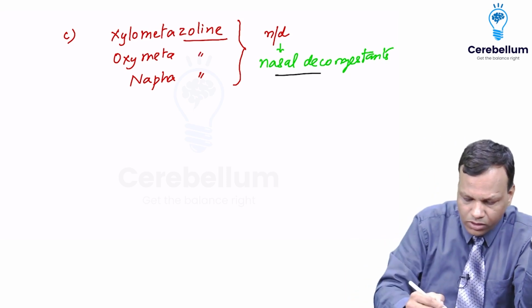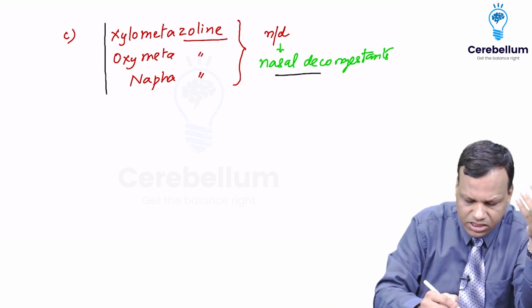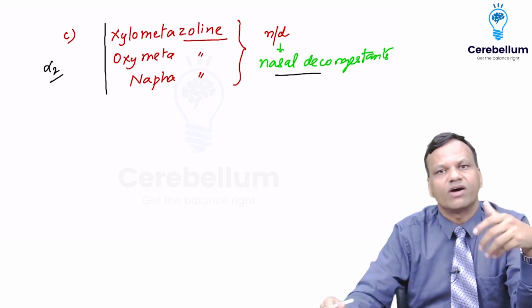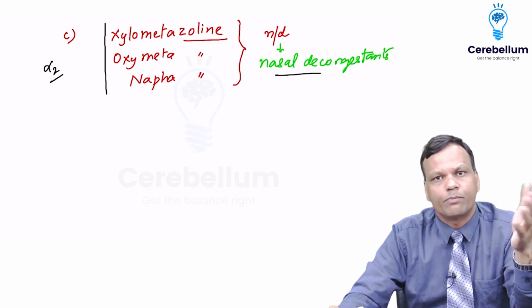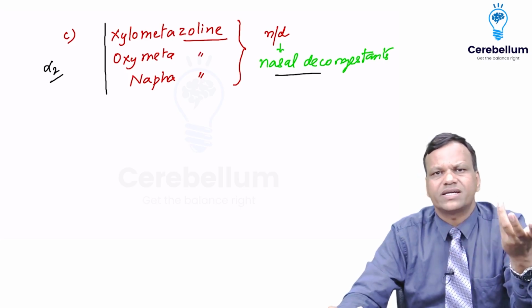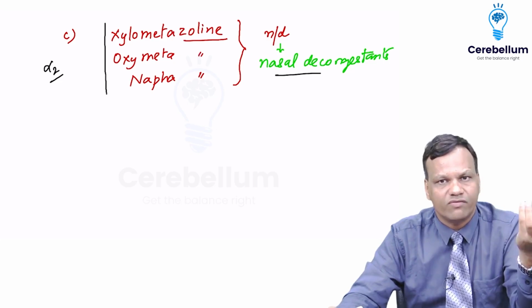Okay. Now, it is not exactly known whether they stimulate the alpha 1 receptor or the post-synaptic alpha 2 receptor. So some books say they stimulate alpha 1, some say they stimulate post-synaptic alpha 2, but basically they stimulate vasoconstriction. Remember, post-synaptic alpha 2 work like alpha 1.